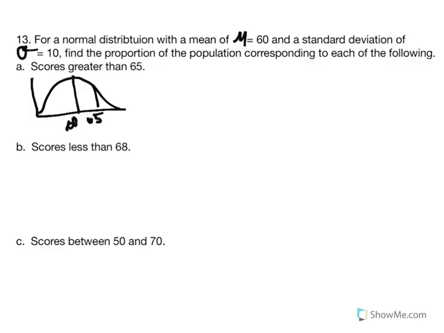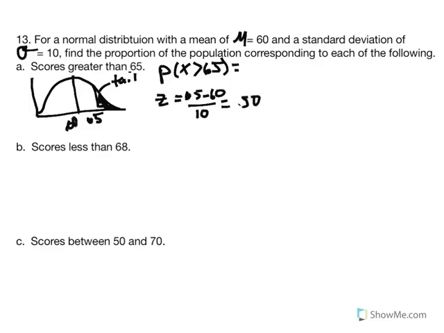The area of interest that we should shade is the proportion corresponding to scores greater than 65. That means the tail is the area of interest. So we're going to find the probability of obtaining an x value greater than 65, and we're going to convert that to a z score. Z is equal to our score, 65, minus our mean, 60, over standard deviation of 10. 65 minus 60 divided by 10, we get 0.5.